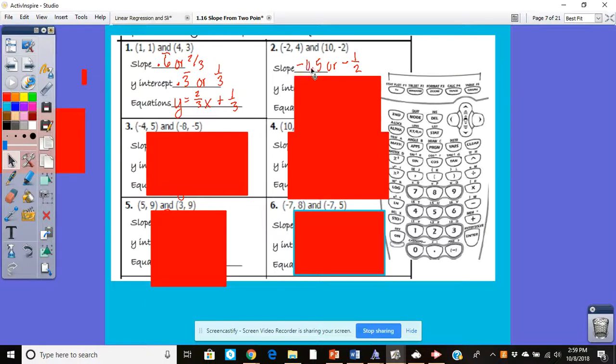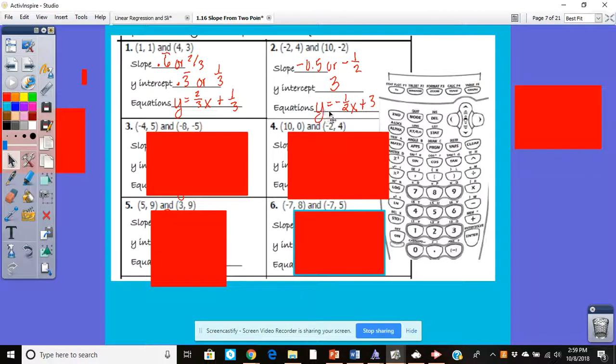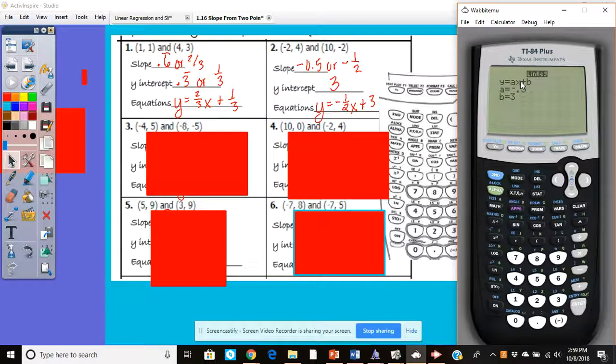So the slope is -0.5 or -1/2. The y-intercept is a 3. So the equation is y equals -1/2 x plus 3. So again, slope and y-intercept.